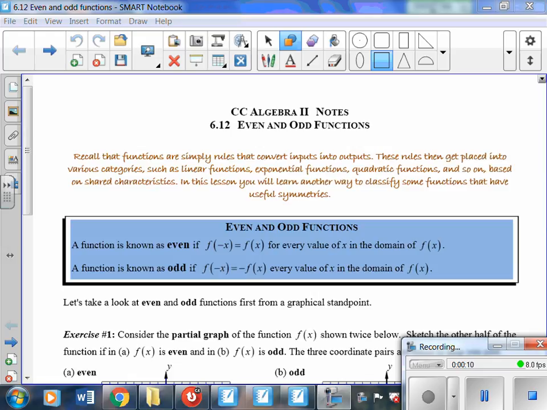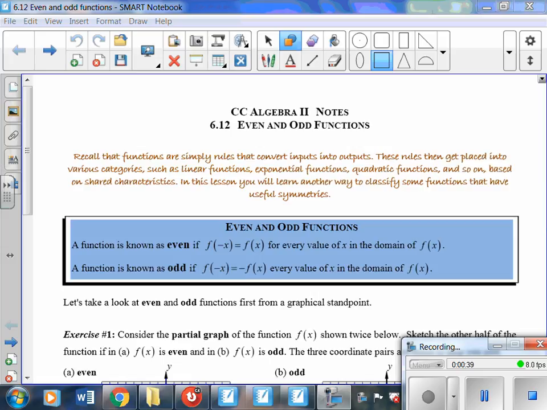So recall that functions are simply rules that convert inputs to outputs. These rules can then be placed into various categories such as linear functions, exponential functions, quadratics, and so on. They basically have shared characteristics and different characteristics. So in this lesson, I'm going to teach another way to classify them that is based on useful symmetries. So we're going to have even and odd functions.